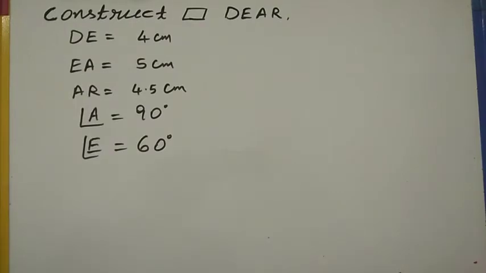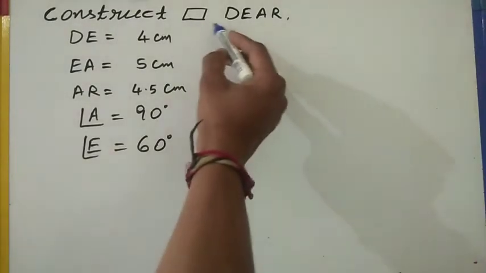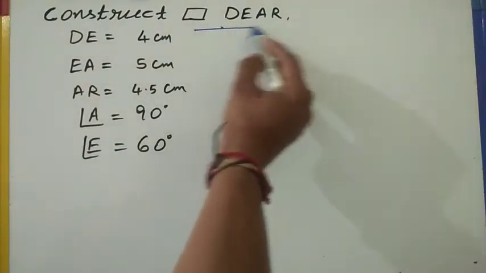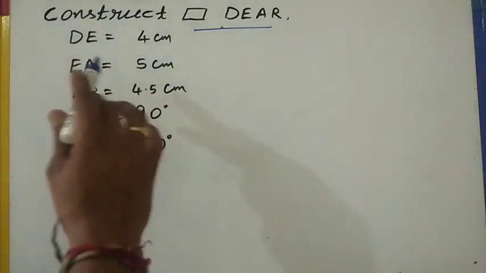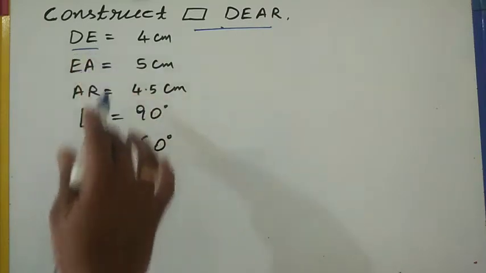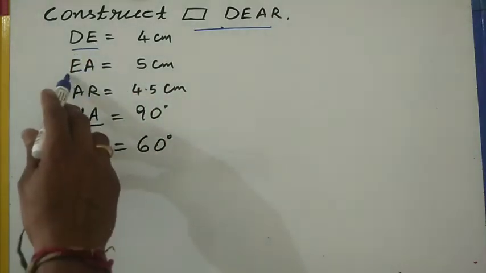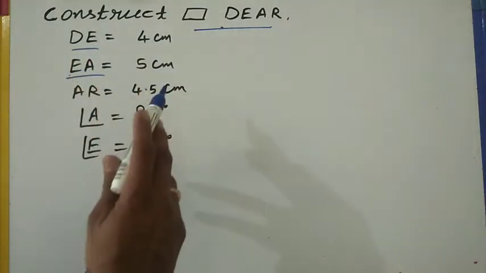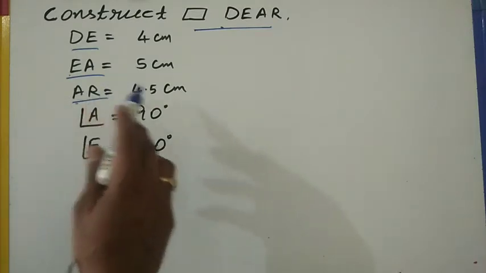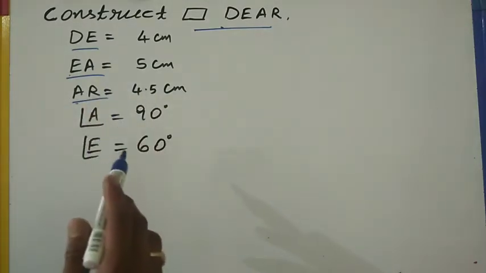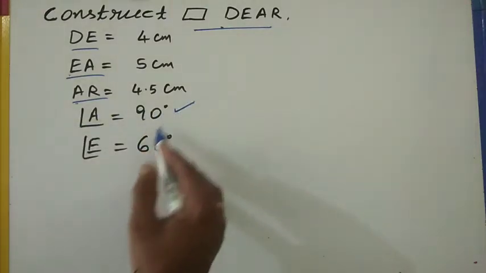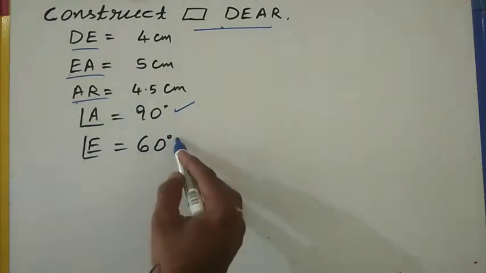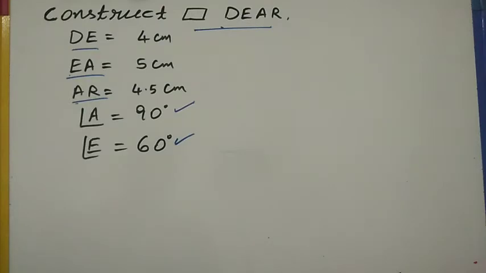Students, here we are asked to construct a quadrilateral DEAR with the given sides DE 4 centimeter, EA 5 centimeter, AR 4.5 centimeter, angle A 90 degrees, angle E 60 degrees.